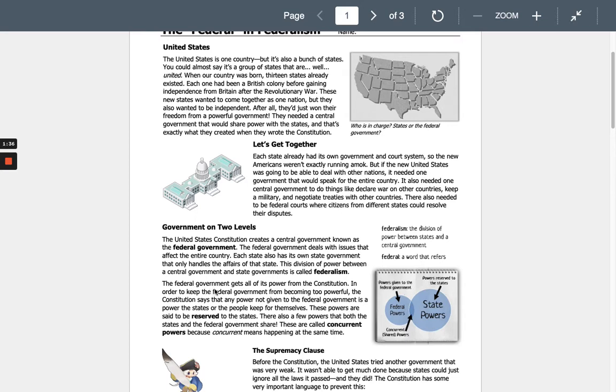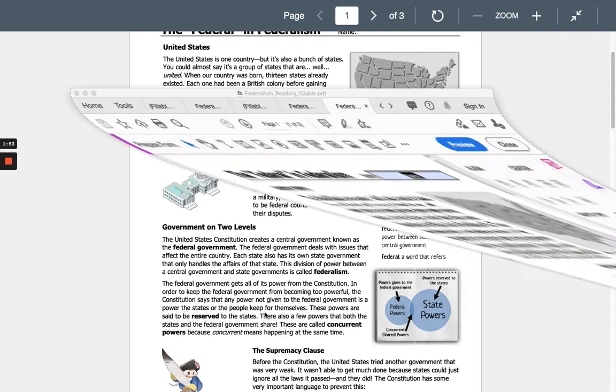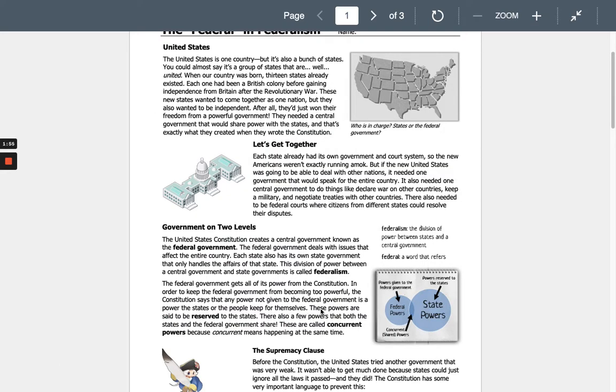The federal government gets all of its power from the Constitution. In order to keep the federal government from becoming too powerful, the Constitution says that any power not given to the federal government is a power the states or the people keep for themselves. These powers are said to be reserved to the states.